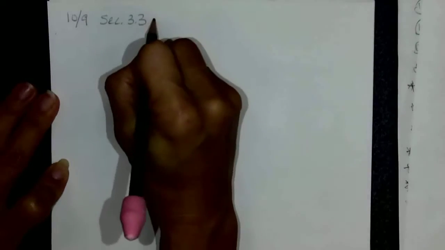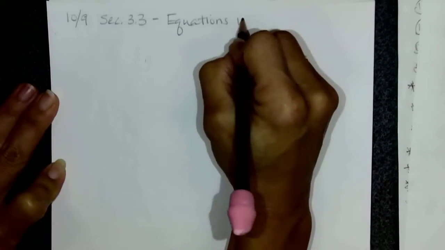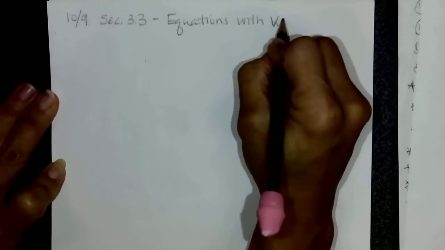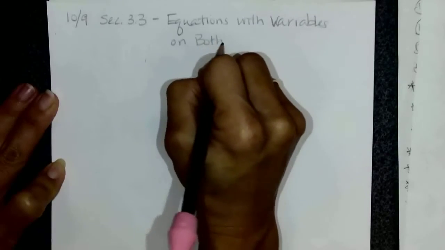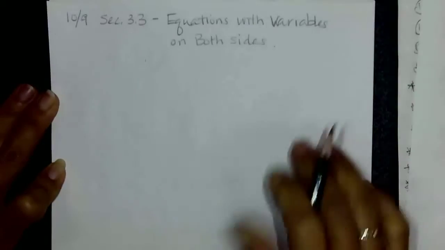Alright, so today is 10-9, section 3.3, and this section is about solving equations with variables on both sides. So far you've been working with equations with variables on one side, but today we'll be doing this. So your goals for today.